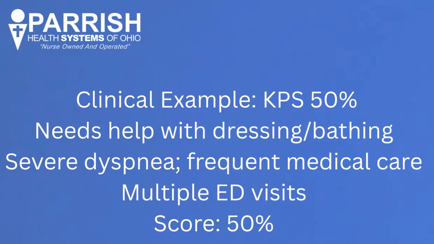A patient scoring KPS 50% requires assistance with essential activities such as dressing and bathing and demonstrates significant functional decline. They experience severe dyspnea that limits even minimal exertion and necessitates frequent medical attention. Their instability is further reflected in multiple recent emergency department visits, supporting a 50% score that indicates considerable assistance is needed and normal activity is no longer possible.